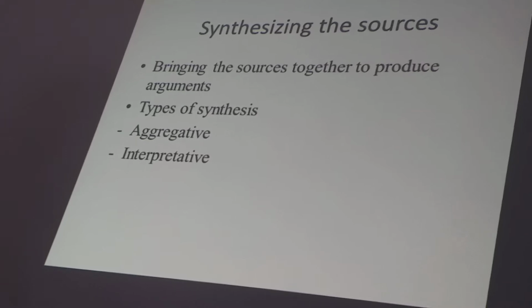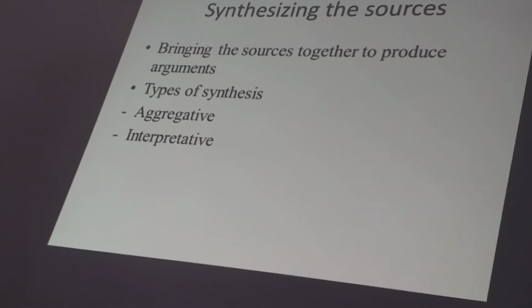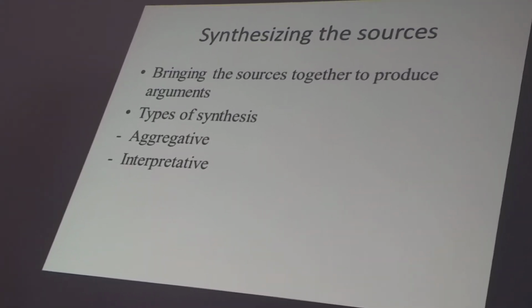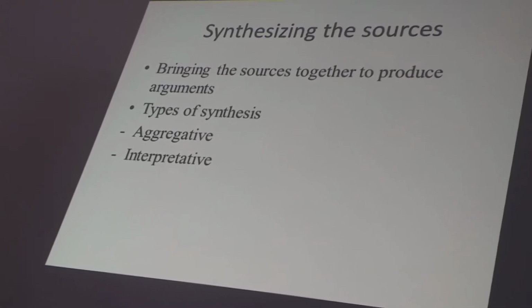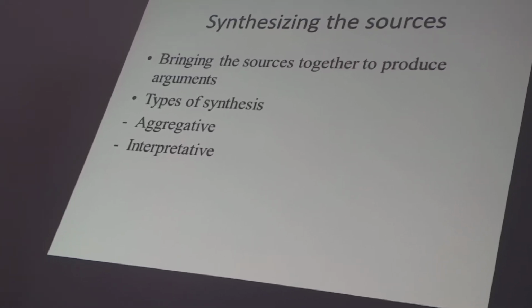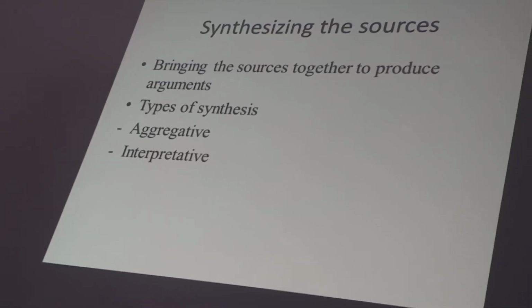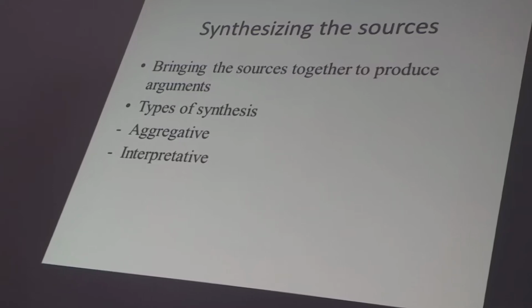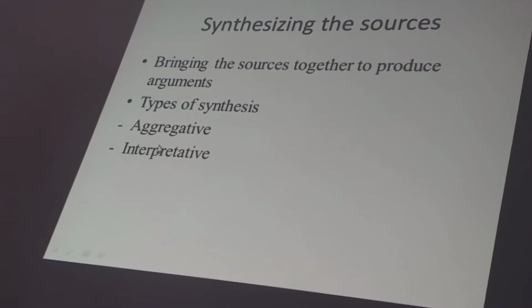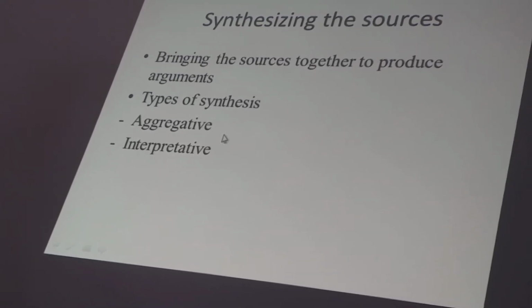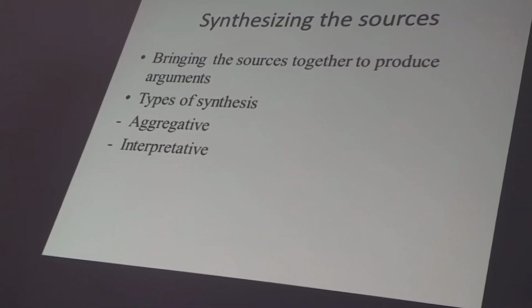So this process is like using, let me give you another example, blocks to build a new structure, blocks to build a new house, for example, and this house belongs to you. Yes, it belongs to you based on many materials that you have taken from different sources. And in here it is similar to building a house. And in here there are two main types of synthesis: the aggregative synthesis and the interpretive synthesis.